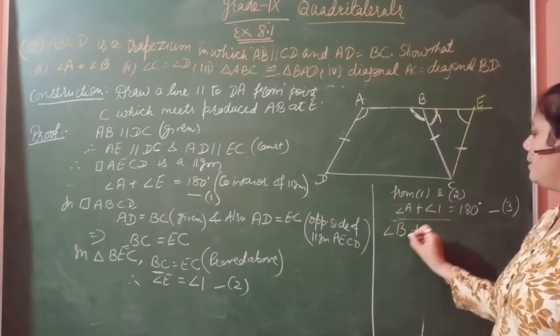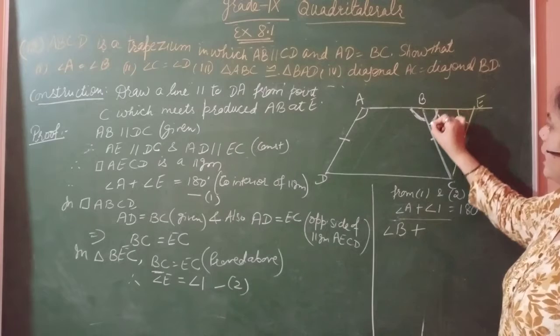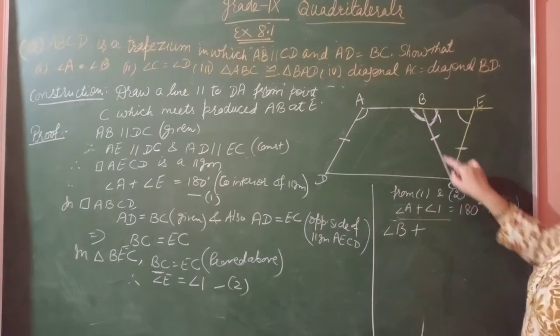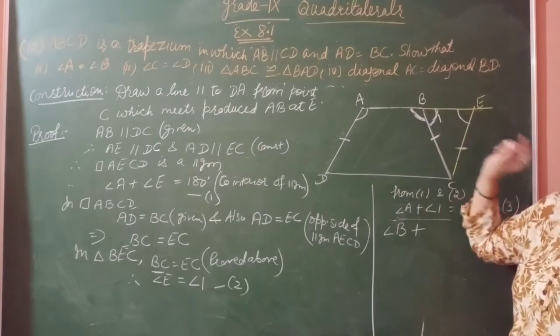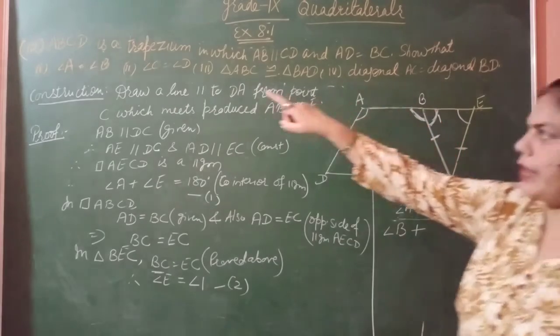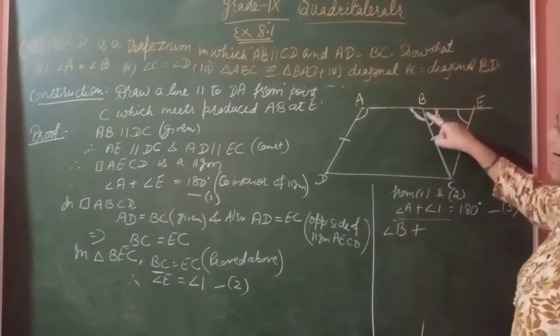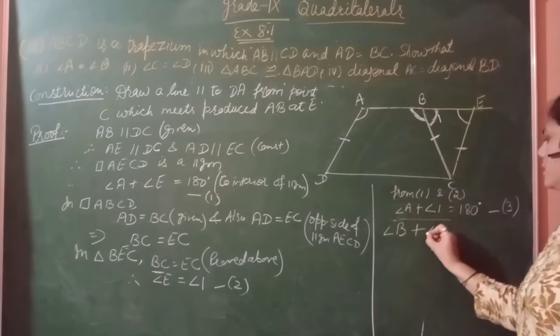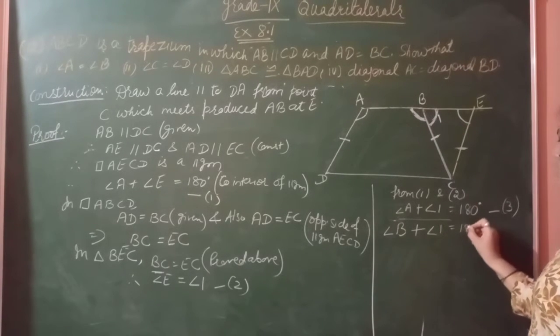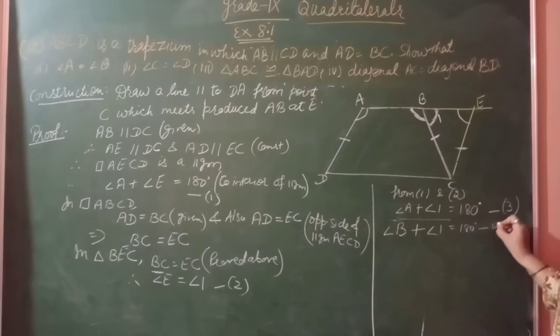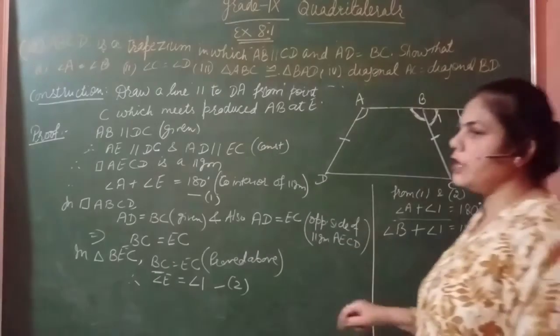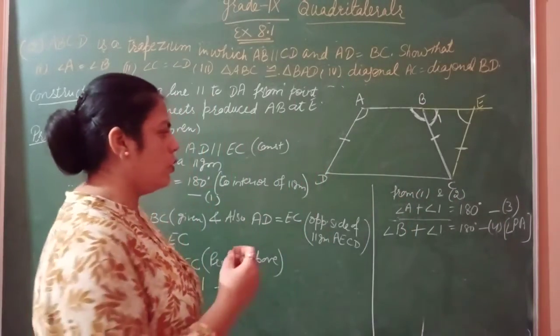Now angle B and this angle 1, you can write it as CBA, or you can write it as angle B, because we have to prove angle A is equal to angle B. So this is angle B. Angle B and angle 1, the sum is also 180 degrees. Why? Linear pair angles. Clear? So now what do you observe from third and fourth?